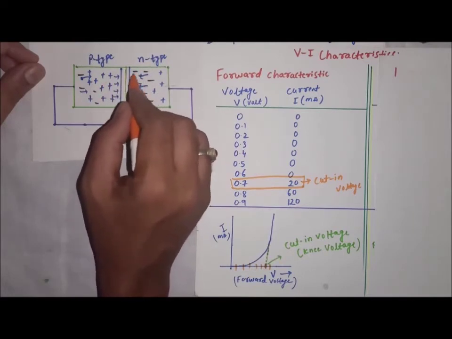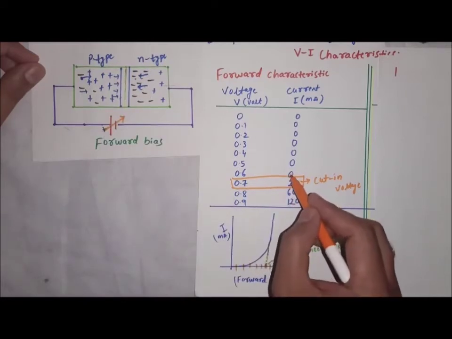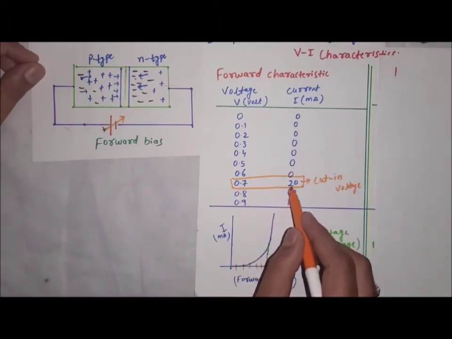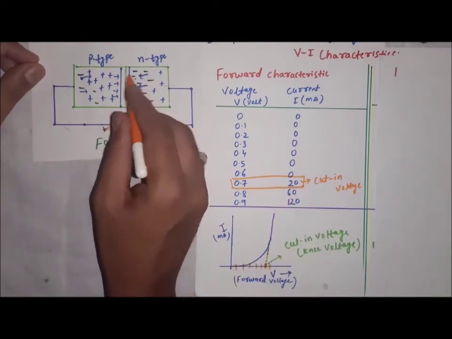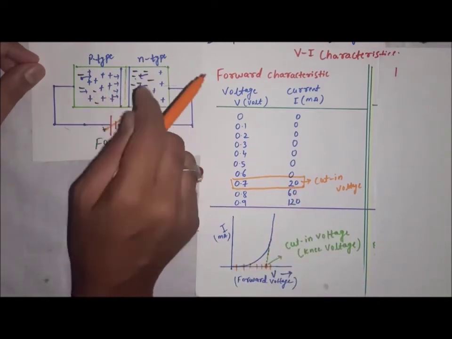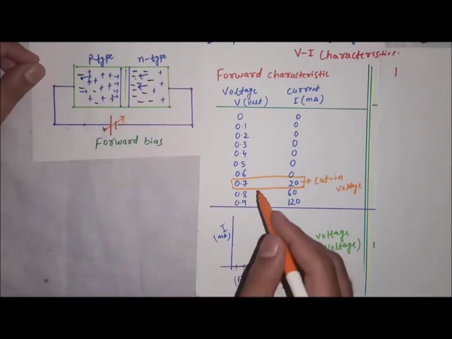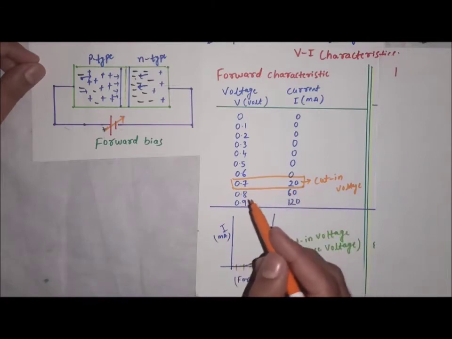Once they cannot cross the junction, you will not get current till there. But once it reaches 0.7 volt, you will get a sudden current, because the depletion layer at 0.7 volt becomes zero. There is no depletion width. That is why you will get a sudden change in current.